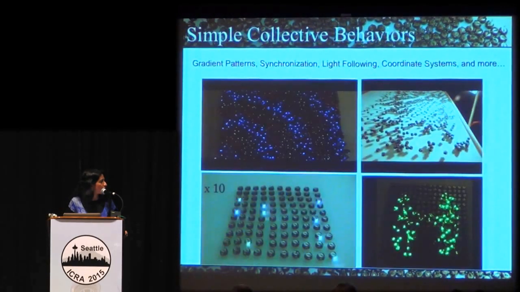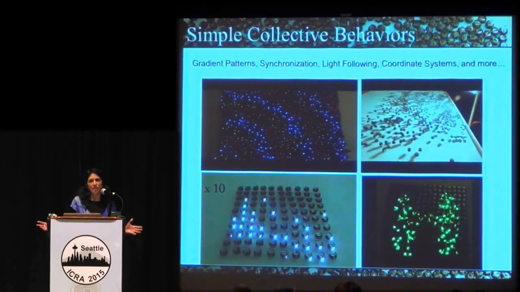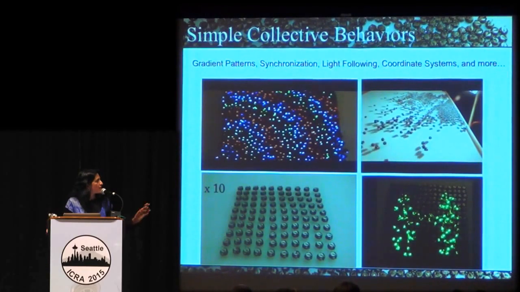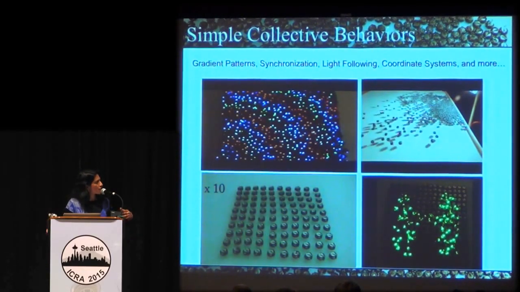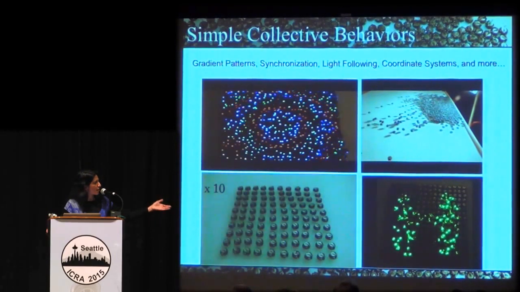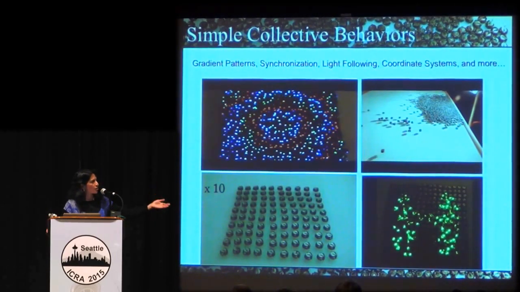Okay, so here are some examples of collective behaviors on the Kilobot robots. I don't have time to explain all of them. But basically, we can do pattern formation. We can do things like coordinate formation. We can do classic things like firefly synchronization. We can do light following.